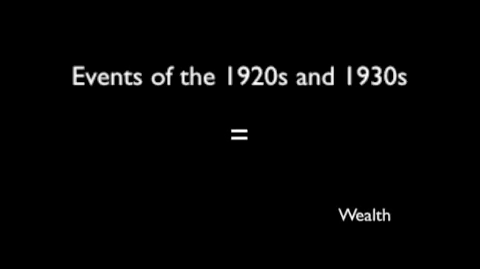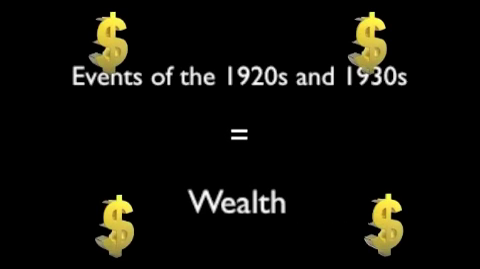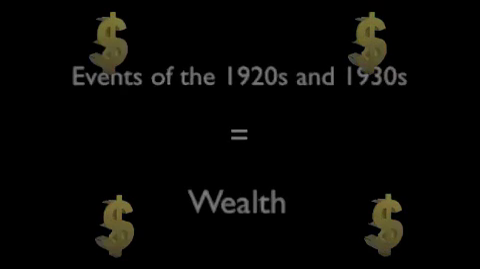After considering all these relations between the 1920s and 1930s, it is easy to see why wealth was such a prominent theme, especially when considering agriculture problems, the start of consumerism, and of course, the crashing of the stock market.